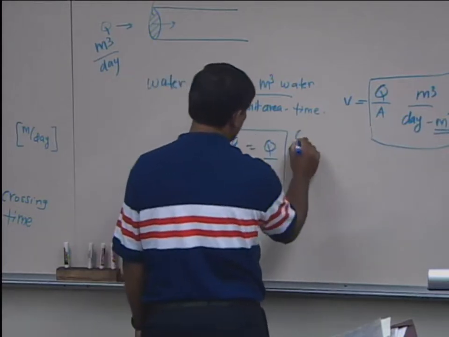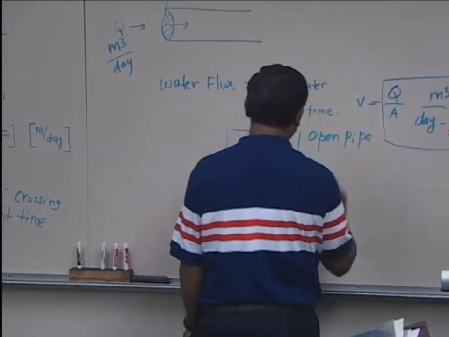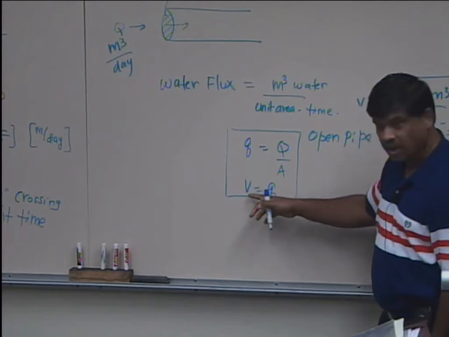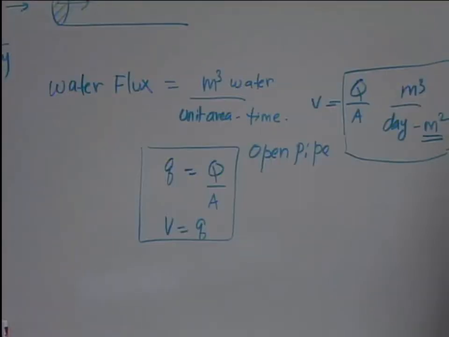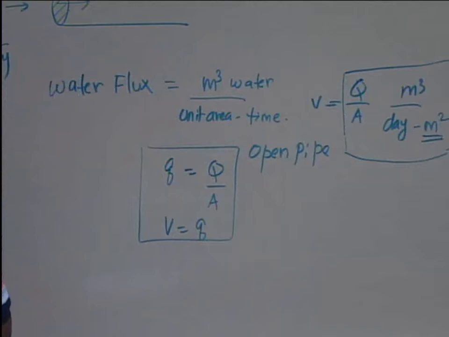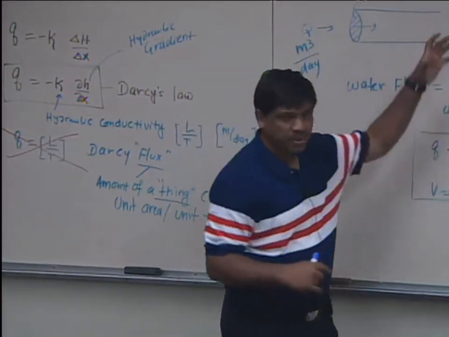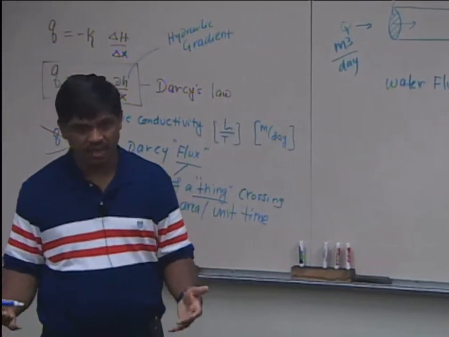This is for an open pipe. So the flux is nothing but Q by A in this case, and velocity also happens to be the same. I can cancel it and it works out just fine. But now let's look at it in terms of porous media. So we take the same tube, a little column, and fill it with porous media.